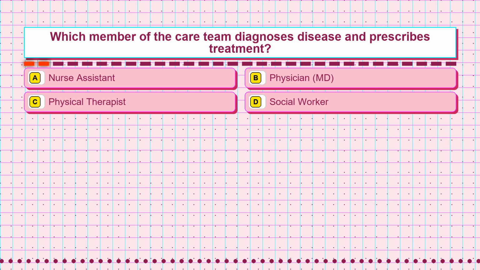Question 71. Which member of the care team diagnoses disease and prescribes treatment? Option A. A nurse assistant. Option B. Physician, MD. Option C. Physical therapist. Option D. Social worker.